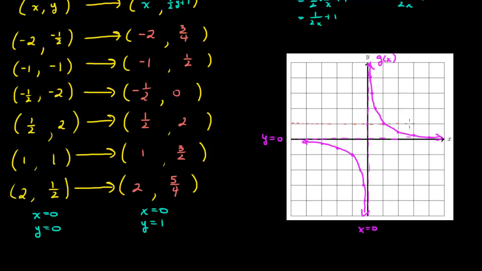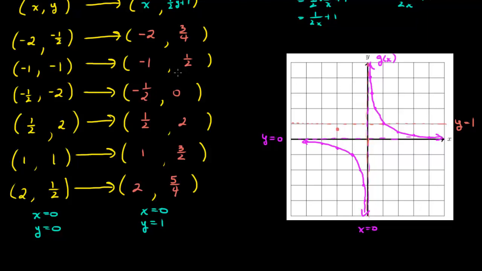So my horizontal asymptote is y is equal to 1. My vertical asymptote stays the same. It's still x is equal to 0. Now let's sketch the key points. Well, I've got a point at -2, comma, 3/4. -2, comma, 3/4 is here.